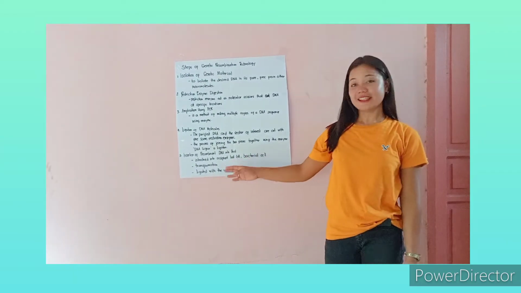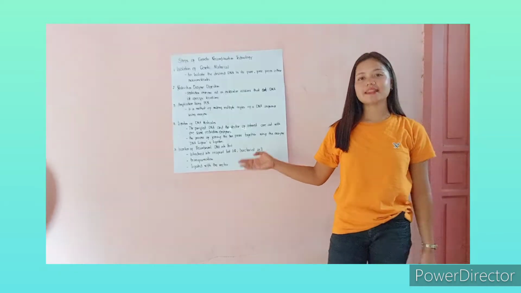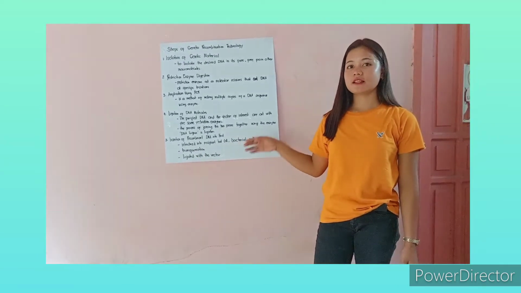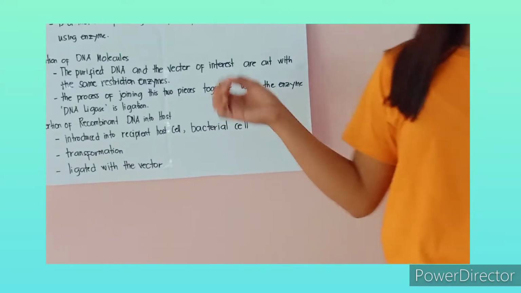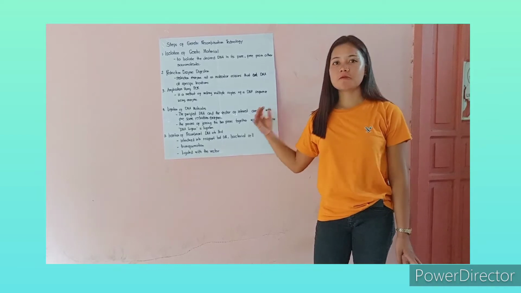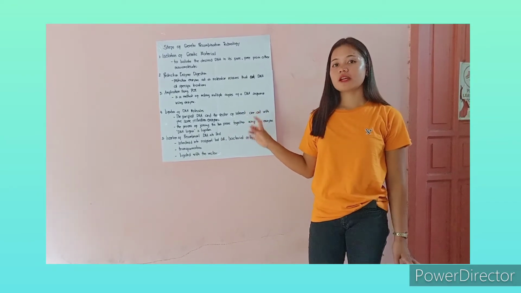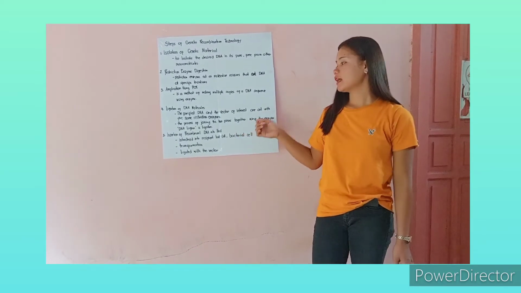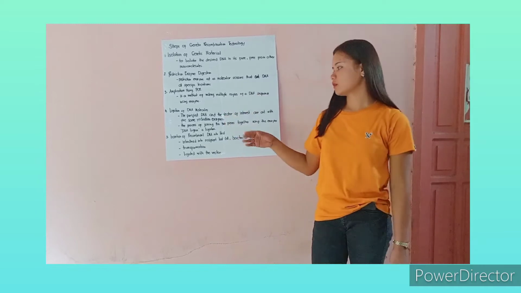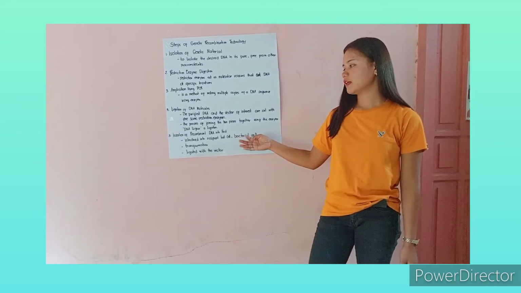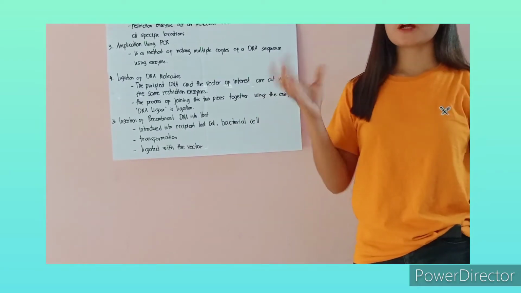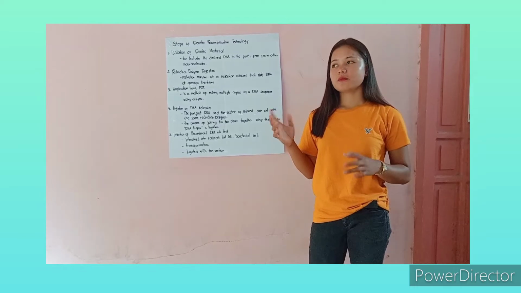So the last one, but not the least again, is the insertion of recombinant DNA into the host cell. This is to introduce it into a recipient host cell, most likely a bacterial cell. So the two DNA fragments, once they are joined, will then be transferred to the host cell, the bacterial cell, and that process is called transformation, the transferring of the DNA molecule that formed.